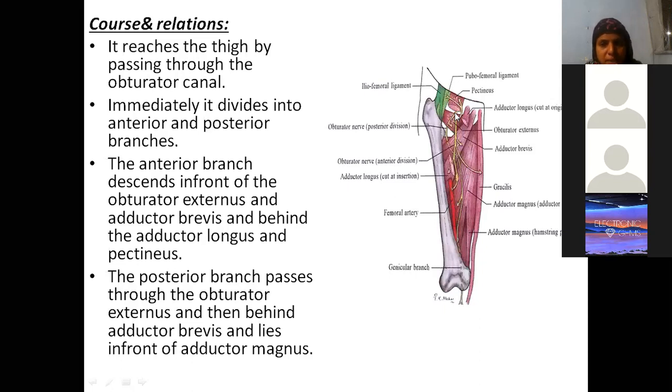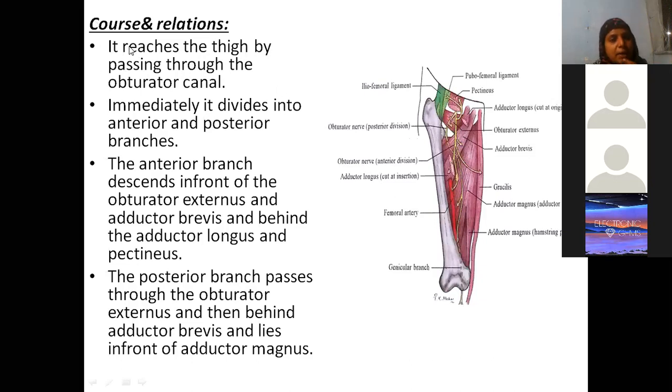Then you see this is our obturator nerve, which will be dividing into anterior and posterior divisions. Anterior will supply all muscles except magnus, you remember, brevis you remember better. Okay, remaining all are supplied by anterior division. So to avoid confusion, just let us read.